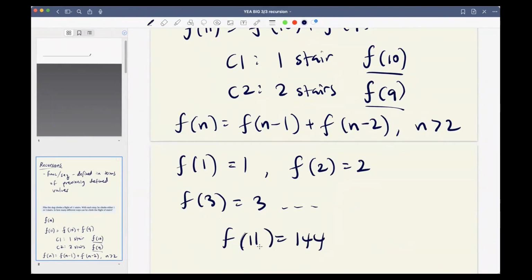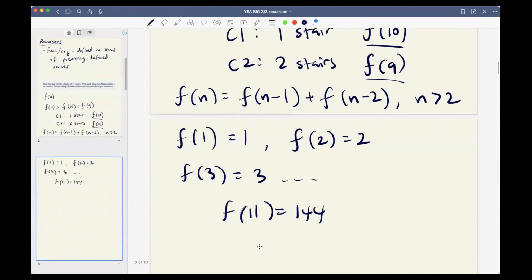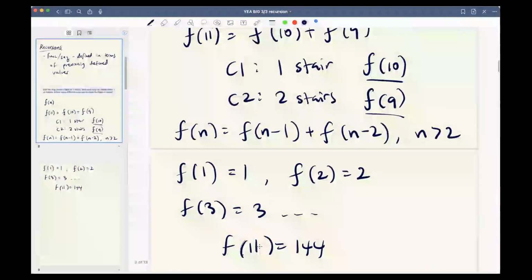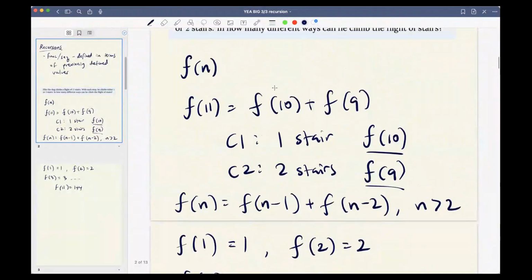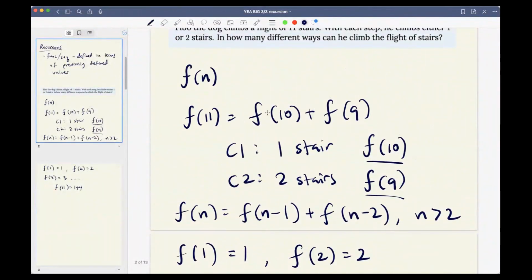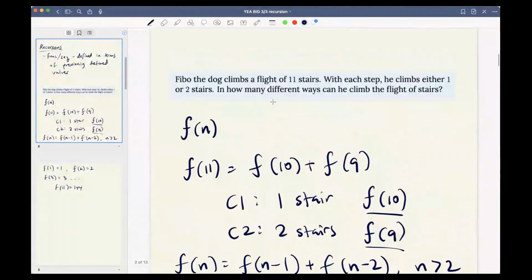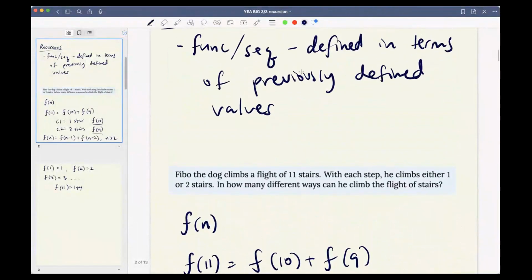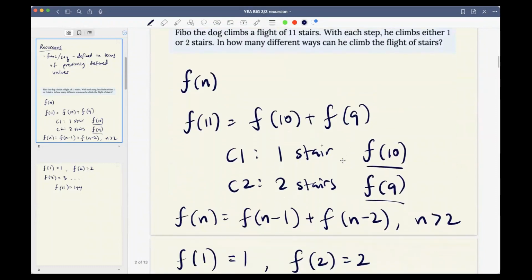All right. Yeah, so in recursions, Fibonacci is going to show up quite a bit just because it's the most used and well-known recursion. But yeah, notice how we've been trying to relate f of 11 or f of n to the previous f's, like f of n minus 1 and f of n minus 2. So yeah, you generally want to build up that relationship.